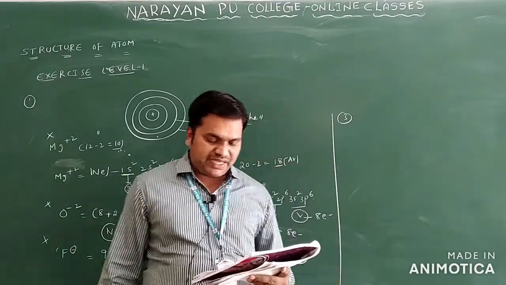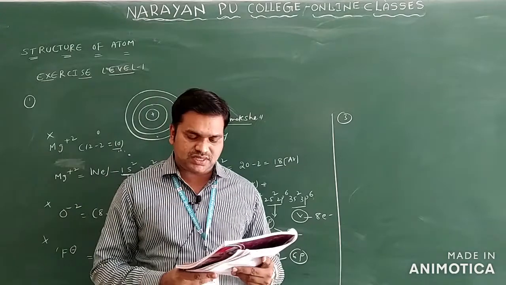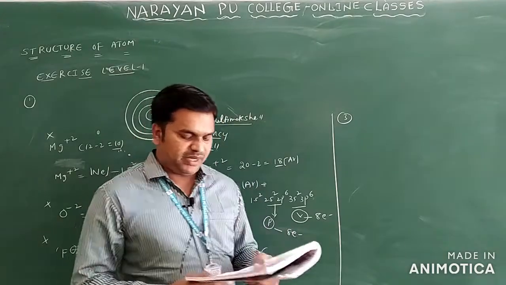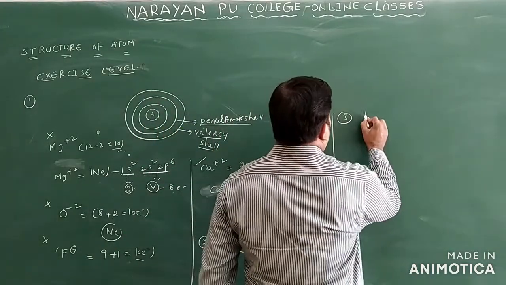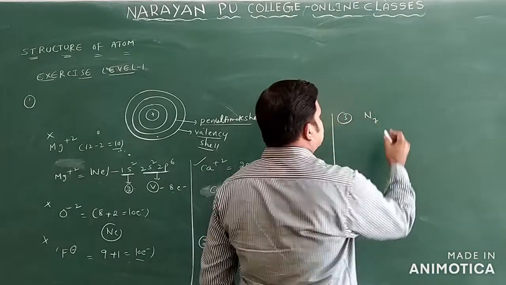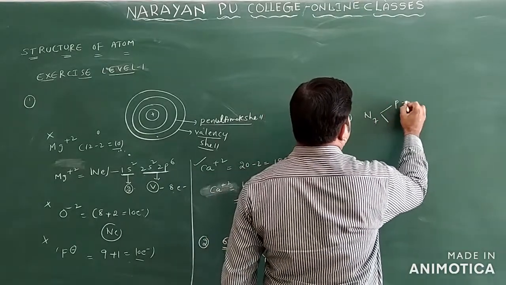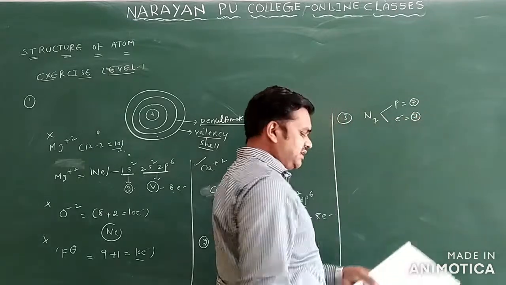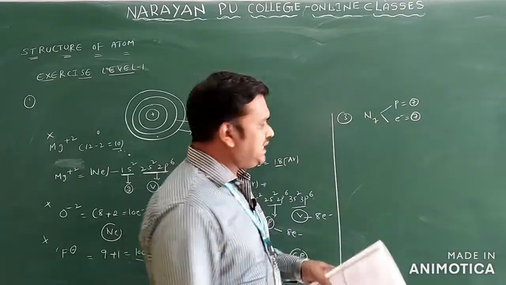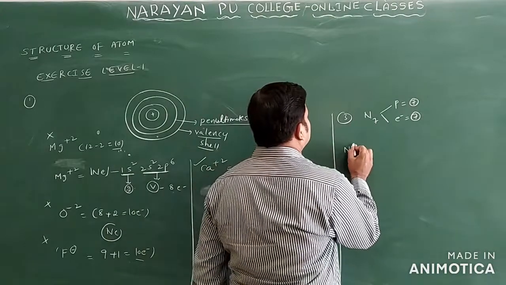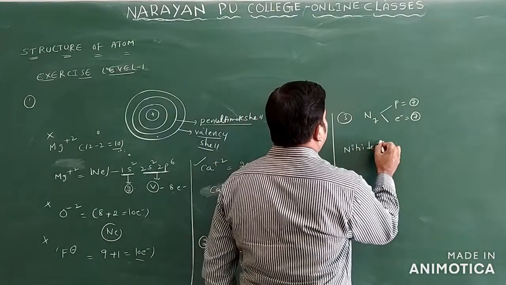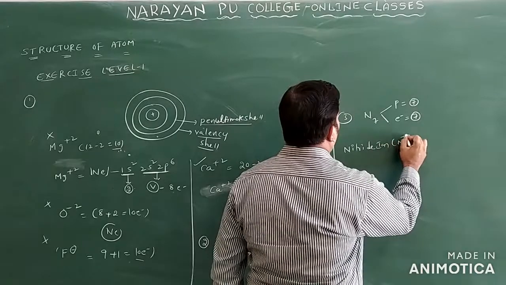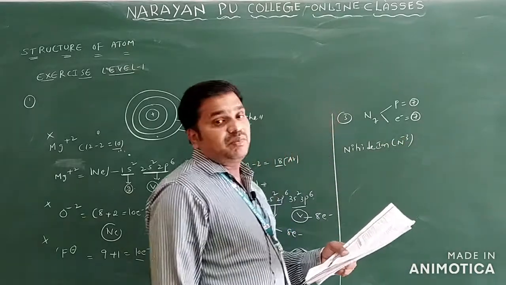The nitrogen atom has 7 protons and 7 electrons. The nitride ion N3 minus has what? Nitrogen is given. Nitrogen, you know, has atomic number 7. So 7 means what here? Protons equal 7, and electrons also 7 only. But the given ion is the nitride ion. The nitride ion formula is already given, N minus 3 only.